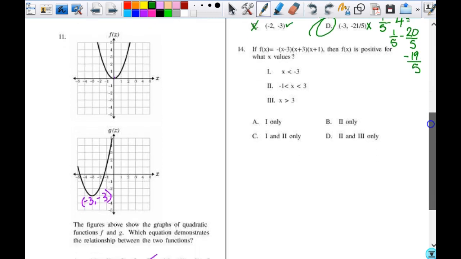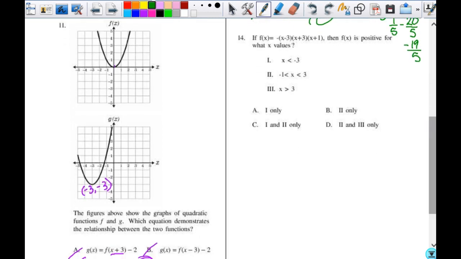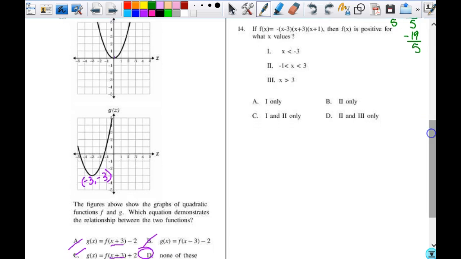All right, number 14. F of x equals this stuff here. And then f of x is positive for what x values? All right, so here's where we need our little sign chart. So I put on my number line here any asymptotes, but this isn't rational, so we don't have that. But my zeros, so I have a 0 at negative 3, I have 1 at negative 1, and I have 1 at 3.